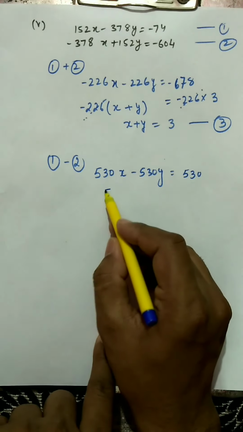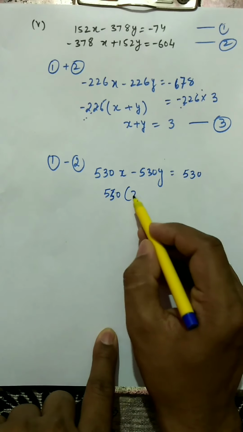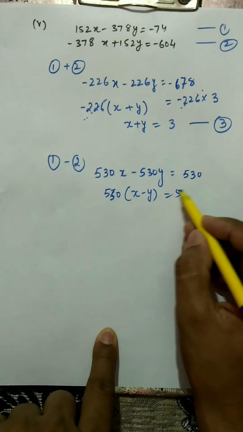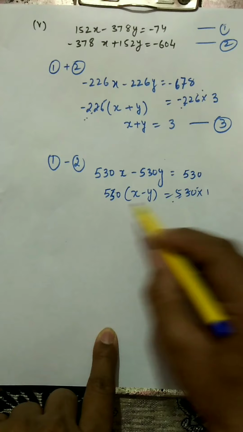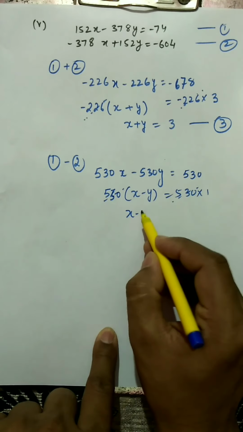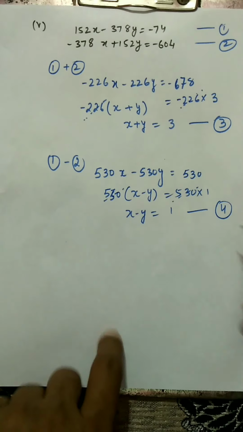Now you can see 530 is common from this side, 530. So x minus y is equal to 530. So now you can see this is 530, 530 will get cancelled. So your equation will be x minus y equal to 1. So this is now your fourth equation.